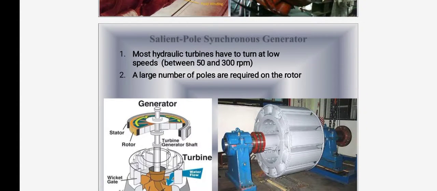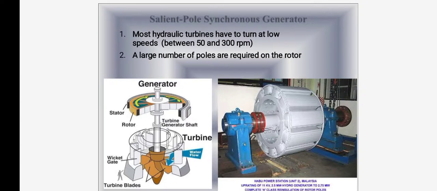Then the salient pole synchronous generator, mostly driven by hydraulic turbines, has to turn at low speed, between 50 and 300 rpm. A large number of poles are required on the rotor. From the diagram you can easily understand the salient pole synchronous generator. On the right-hand side is the Itaipu power station having a synchronous generator.